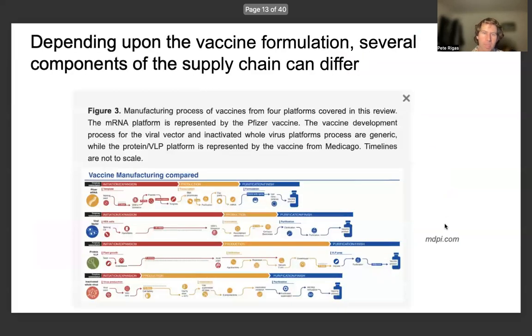And so depending upon the vaccine formulation, several components of the supply chain can differ. As we can see from this reference from mdpi.com, they provide an overview of different types of purification and production of vaccines, which was representative of the mRNA platform, which was used for Pfizer.